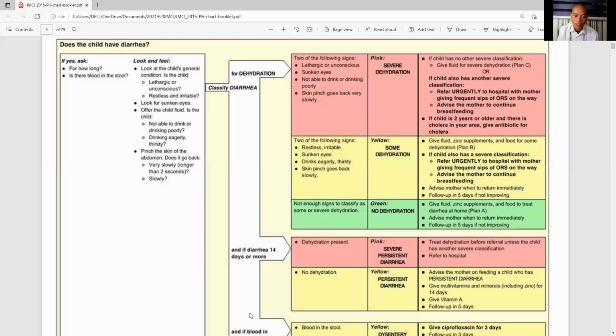Classification if diarrhea is 14 days or more. Classification if there is blood in the stool. Okay, so first for dehydration. What is the classification of the child? As long as there are 2 of the following signs, the patient will fall under pink or severe.